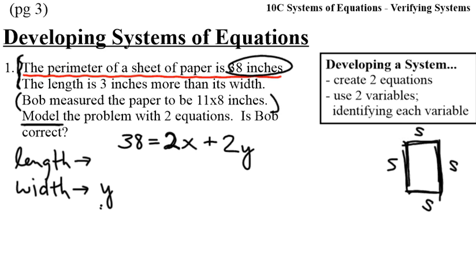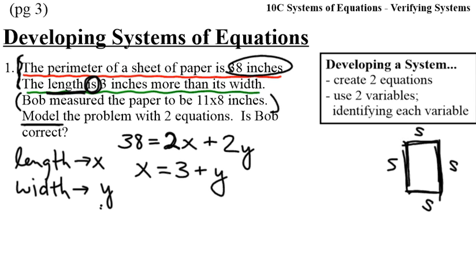The second piece of information given to us is the fact that the length is 3 more than the width. Well, how can we write that? I always look at this word "is" as an equal sign. So I look at this as saying the length, which we had called X, is equal to 3 more than the width, which we've called Y.